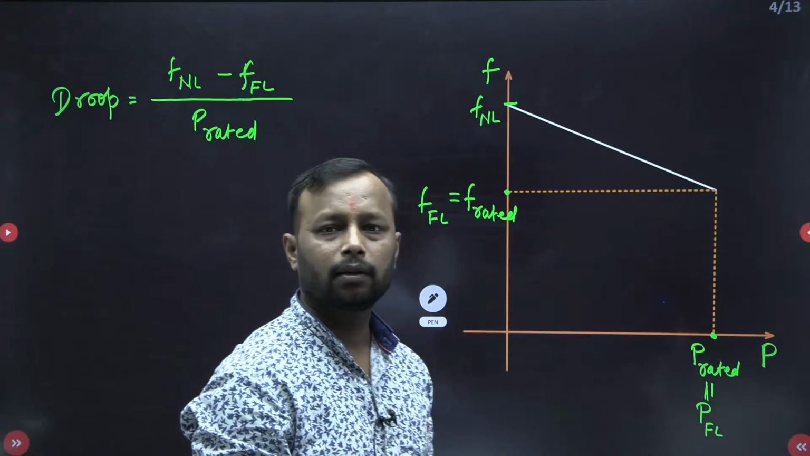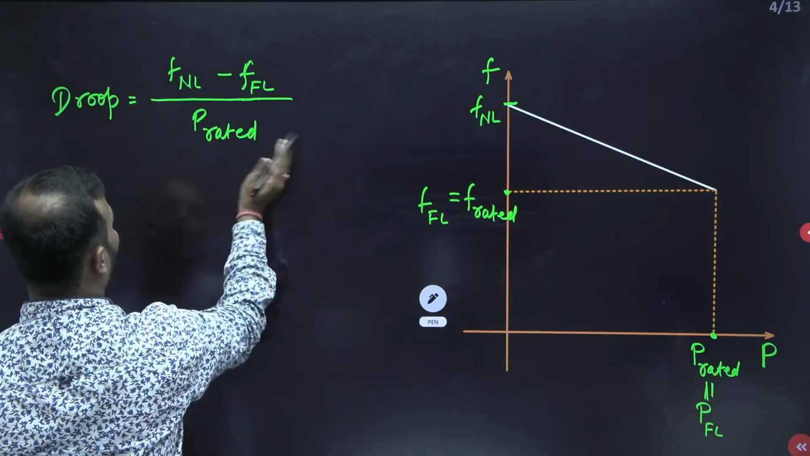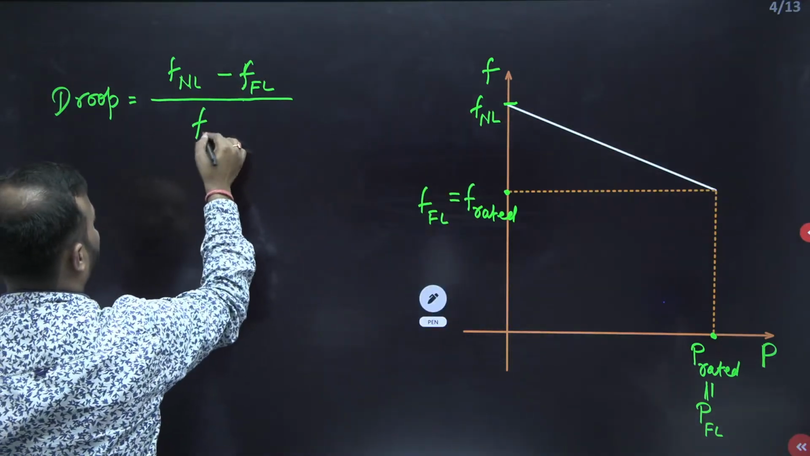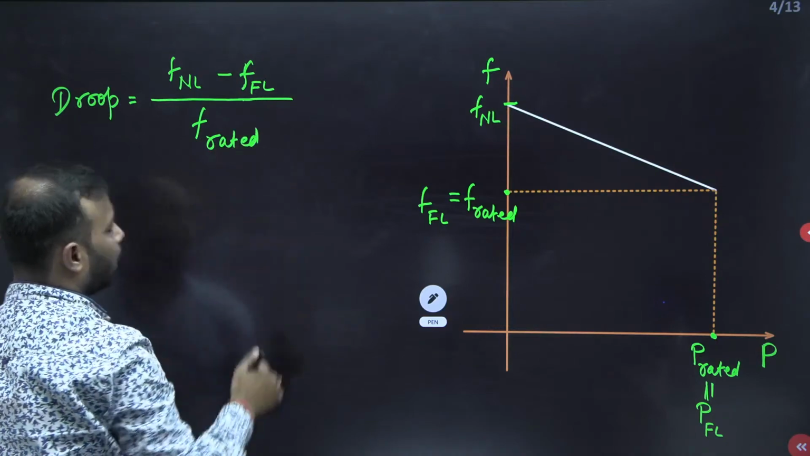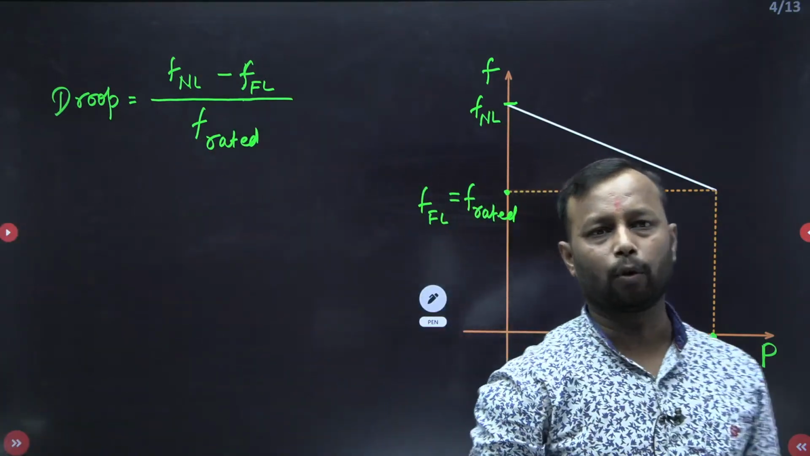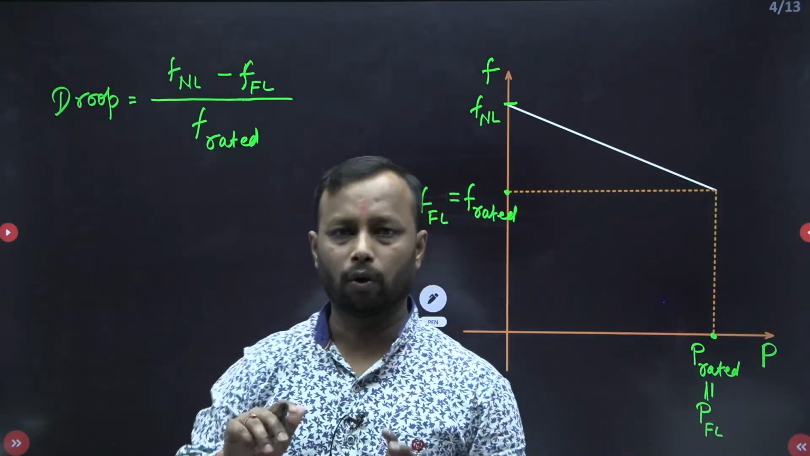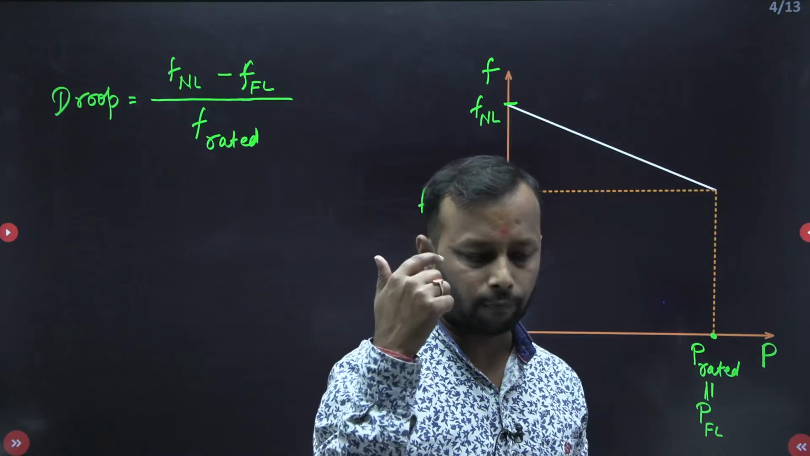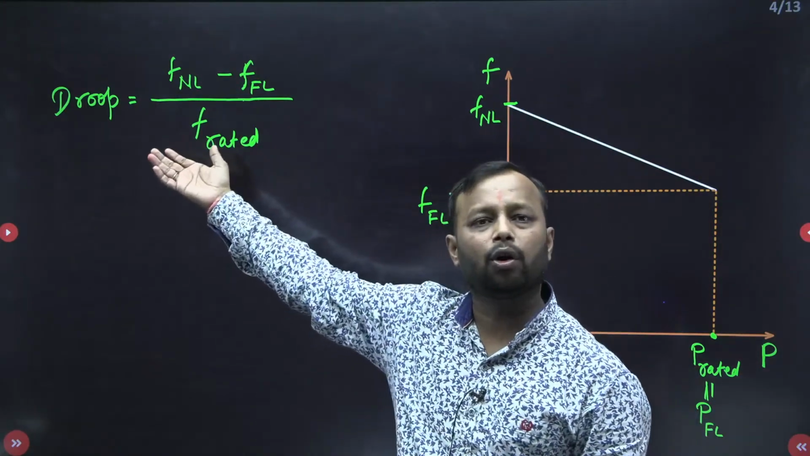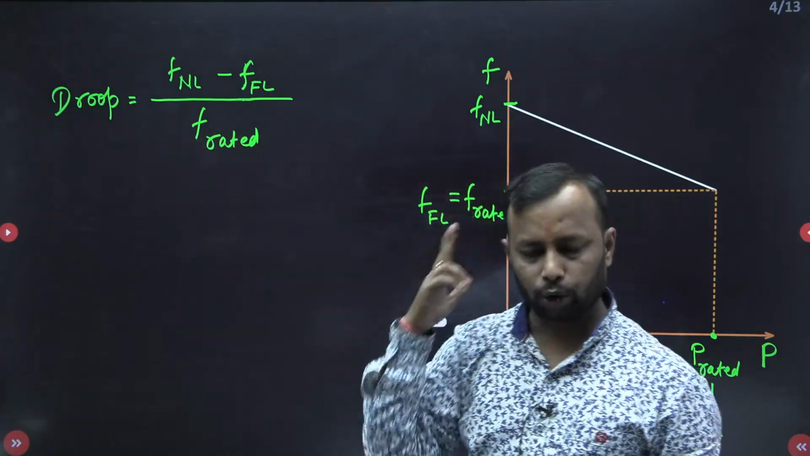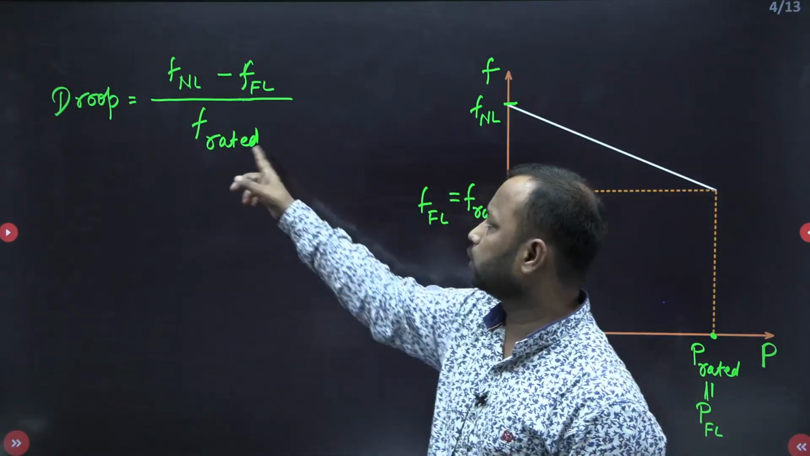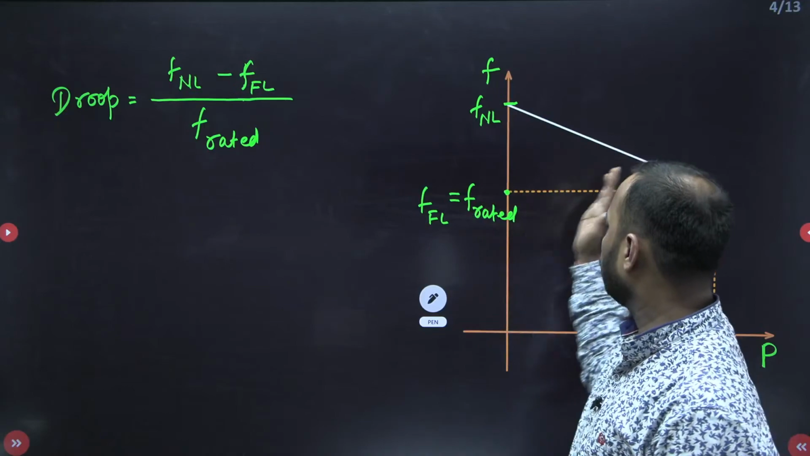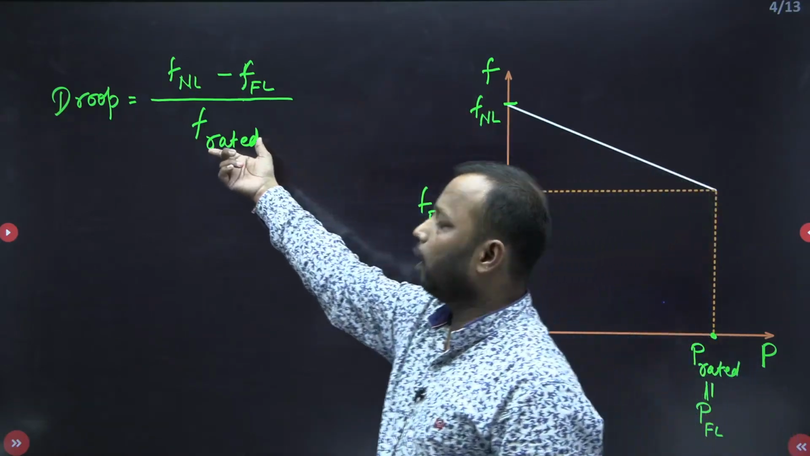Clear? Okay. One more thing: instead of P rated, we can also use the frequency as the base value, frequency as rated. Now this rated can be in terms of no load and full load. Please do not think that F rated means the full load. Here I have written F rated because in the GATE exam the frequency base can be taken as full load or it may be no load. So depending on the GATE problem, you will have to see whether the frequency is dropping from no load to full load or increasing from rated to full load. Depending on that, this value is going to change.